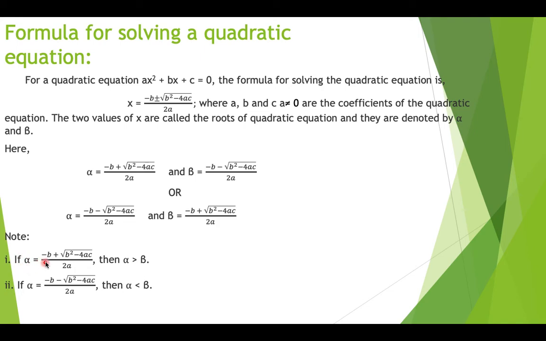Now note, this is for extra information. If alpha is equal to minus b plus root of b square minus 4ac upon 2a, then alpha is greater than beta. If alpha is equal to minus b minus root of b square minus 4ac upon 2a, then alpha is less than beta. Now let us go for solving the quadratic equation by formula method.